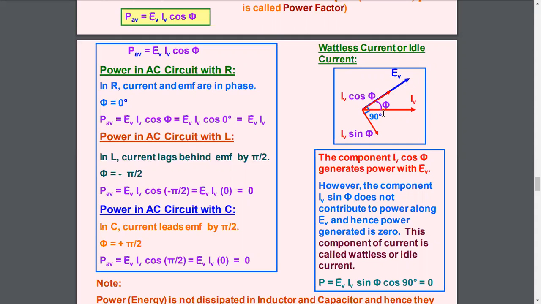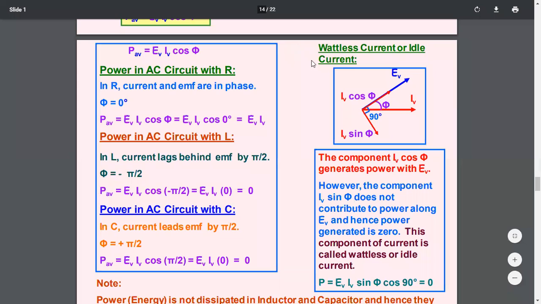Okay, so try to understand. Now, this component IV is perpendicular to this one, and this will be IV sin phi, and this will be IV cos phi. So one of the components of the RMS value of current across the LCR circuit is along the phasor of voltage, and the other component is perpendicular to the phasor of voltage.